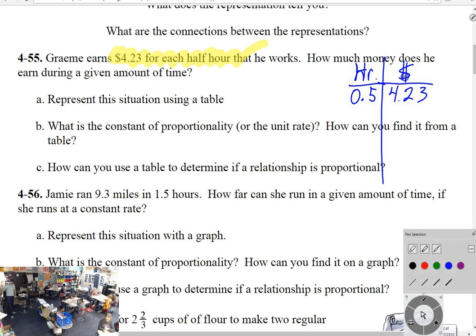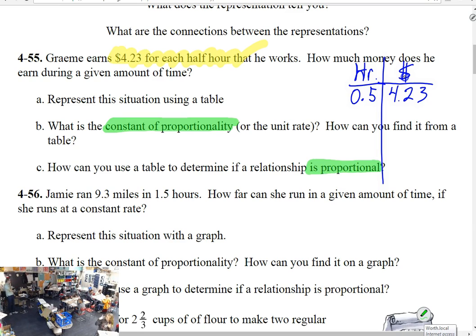We need to answer these questions. I'm going to give you a couple minutes to work. What's our constant of proportionality here? Is this proportional? And let's say they work a 40-hour work week. A normal work week is 40 hours. How much will they make in a 40-hour work week? Take 2 minutes. Try that. Your table does not need to be elaborate or fancy. Just a simple table. T-chart, if you will.